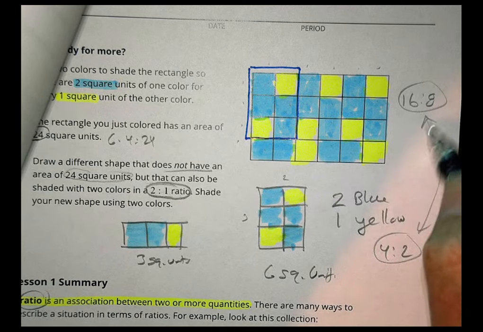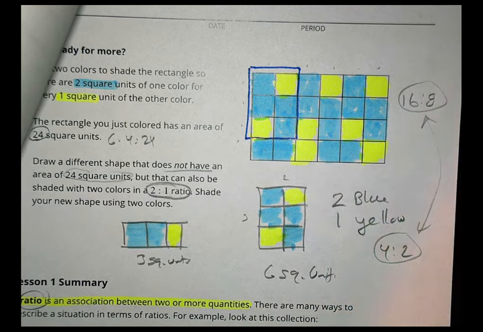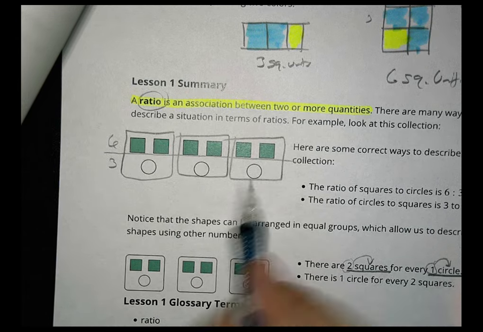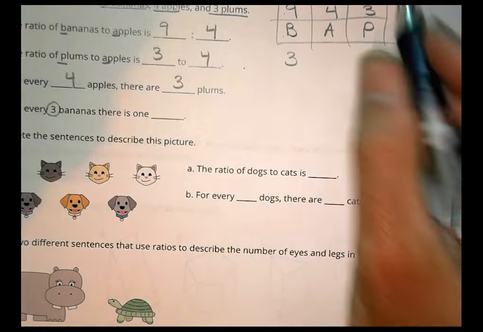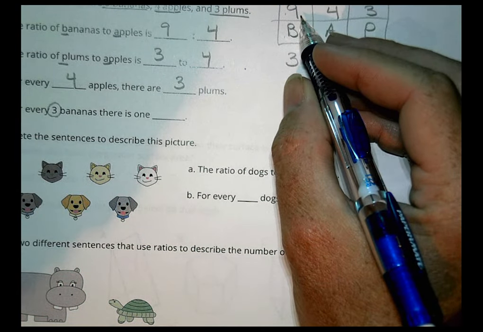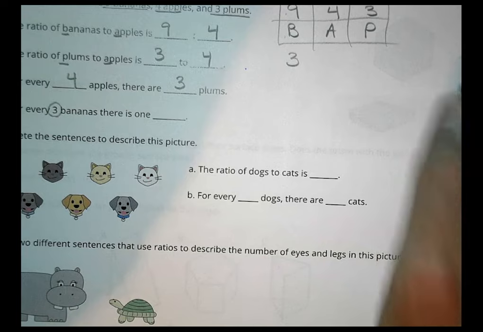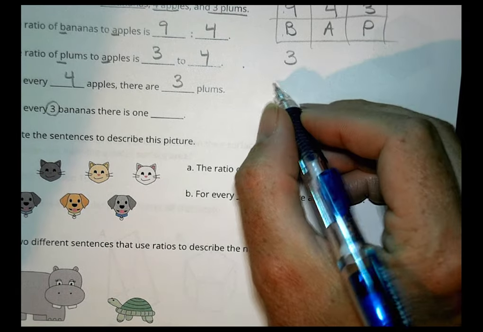So there's a way to actually think about it getting smaller, which was in the summary part of, well, instead of thinking of that as 6 to 3, can we group them into smaller chunks? So let's look up here. Here we have 9 bananas and 4 apples and 3 plums. So think about bananas. Let's do 9 bananas.